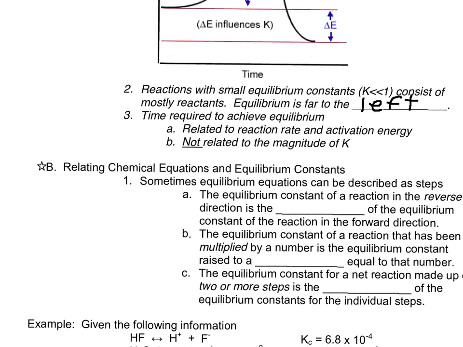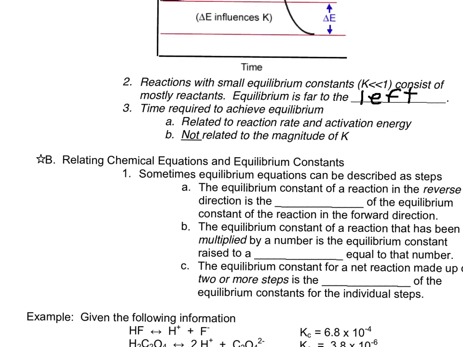One thing to keep in mind is that time is not really related to equilibrium whatsoever. A lot of students will think that since it has a large value for K and makes a whole lot of products, it is going to happen really fast, but that is not true at all. All it means is that it makes a bunch of products, but it may happen quickly or it may take a really long time. So rate has absolutely nothing to do with the value for K.